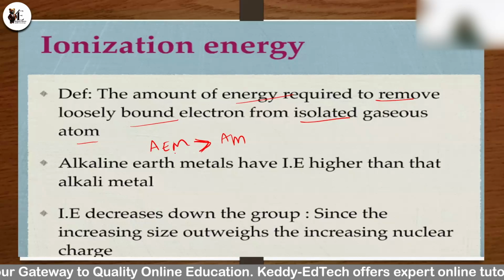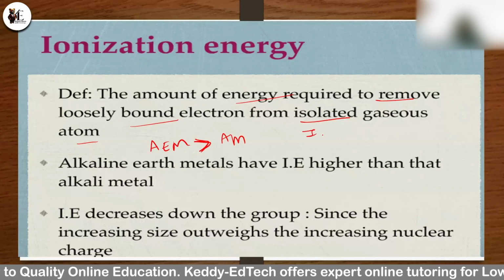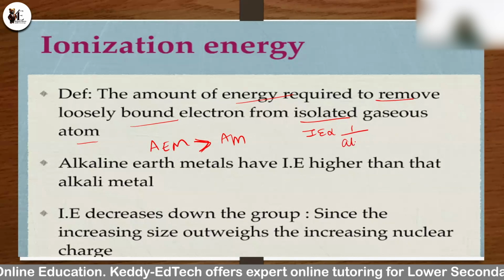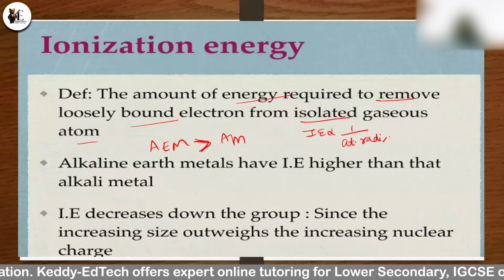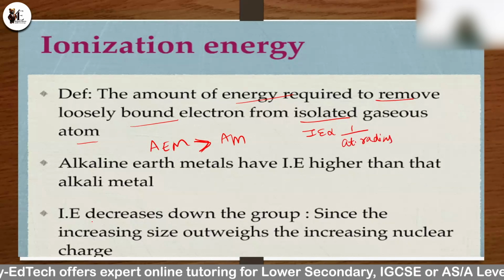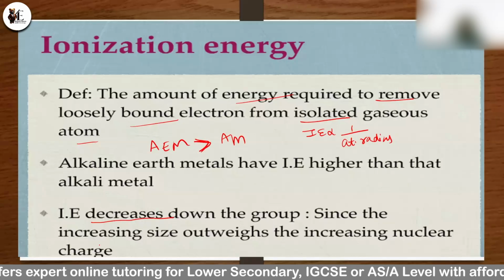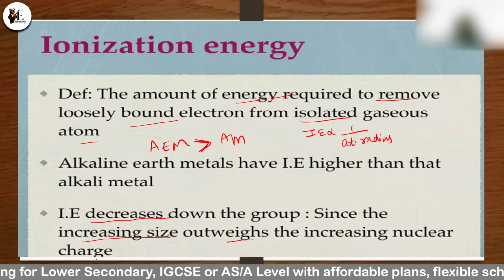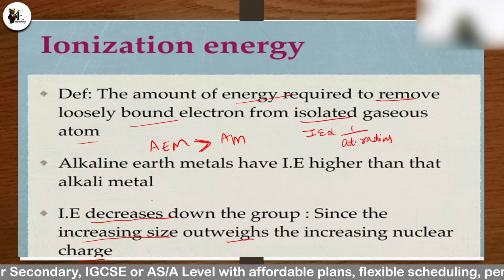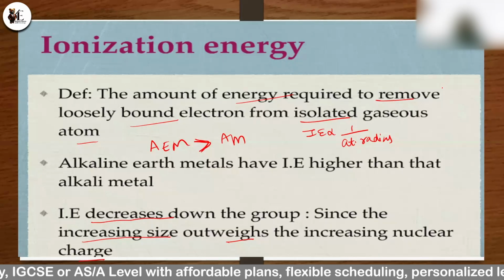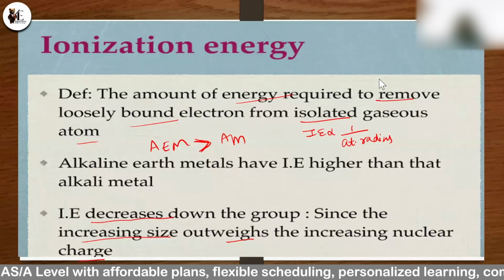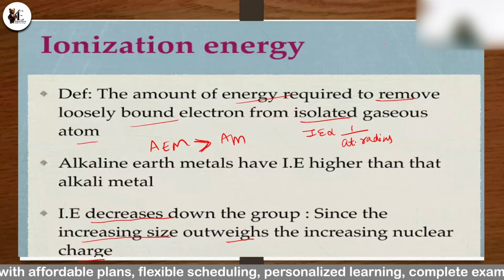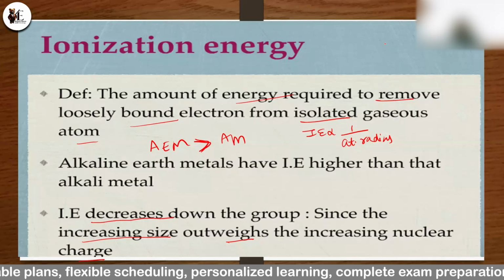Why? Because their atomic size decreases. Ionization energy is inversely proportional to atomic radius. We know that ionization energy decreases down the group. Why? Because atomic size increases down the group and it outweighs the increasing nuclear charge. What is nuclear charge? The charge on the nucleus, the positive charge on the nucleus. Is it clear? Okay.